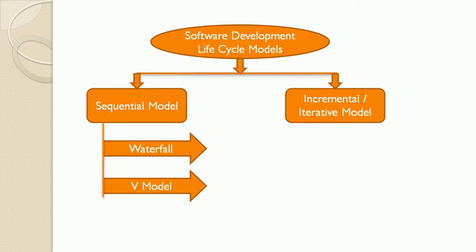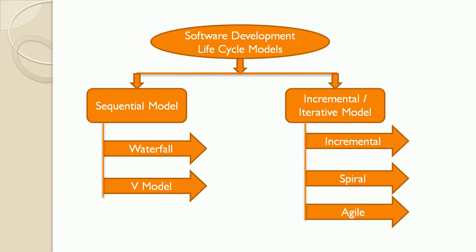Incremental or iterative models are the best example for developing big size applications or big size projects, where a big project will be divided into modules, and then all SDLC activities will be carried out, let's say, module by module. So rapid application development, prototype model, spiral model, incremental model, agile model, these are the best examples for incremental or iterative models. Now in this tutorial, I am going to discuss waterfall, incremental and spiral model.